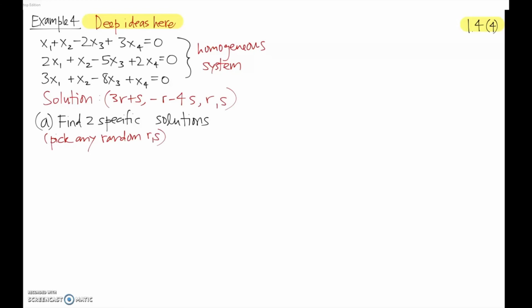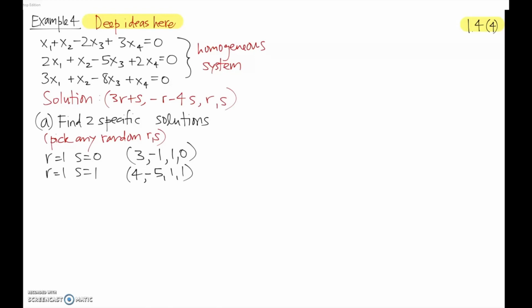And we'll pick some kind of easy ones. Let's say R equals 1, S equals 0, and that would generate the point 3, negative 1, 1, 0. And then let's say what happens if R equals 1 and S equals 1, and that would generate the point 4, negative 1 minus 4 is negative 5, and then 1, 1. Okay, so we have these two.